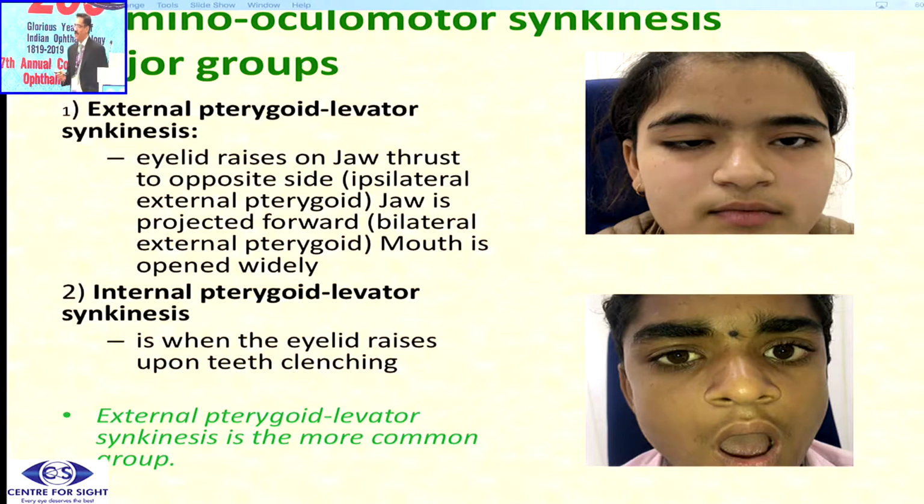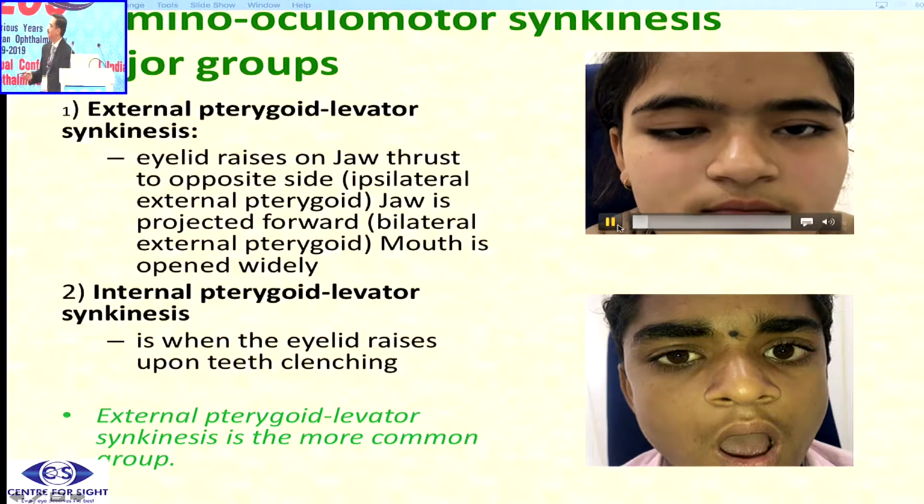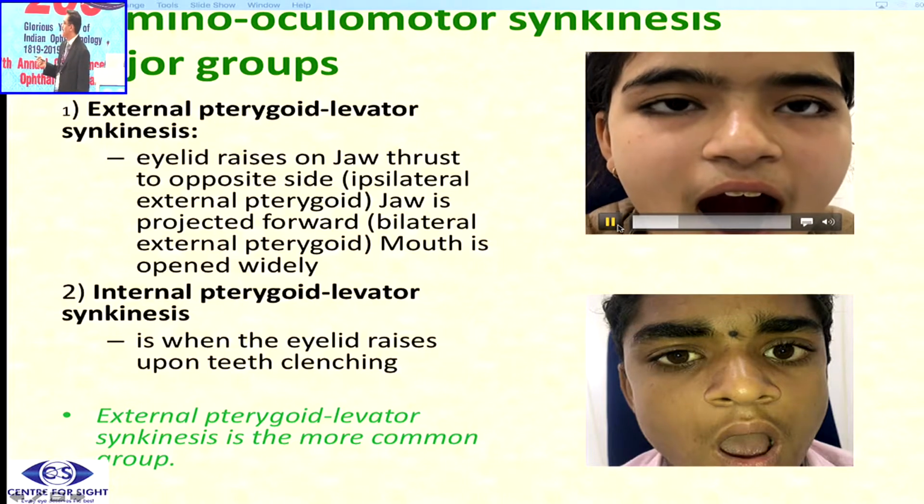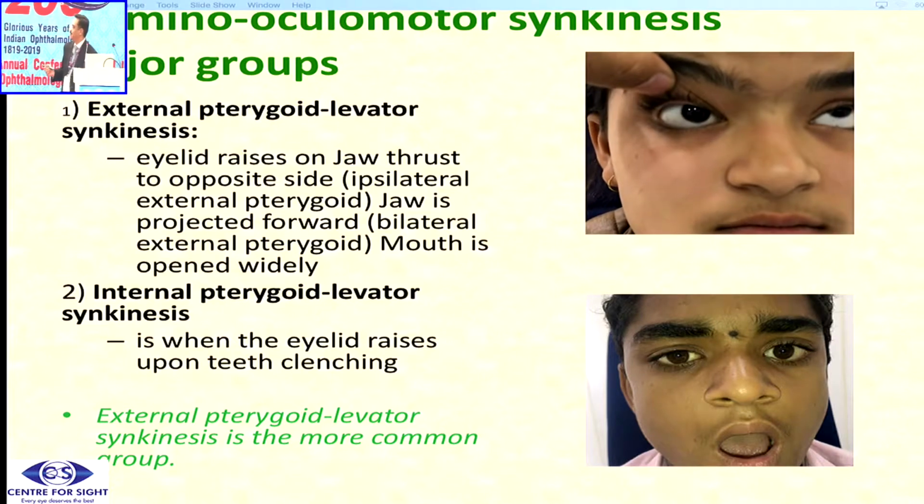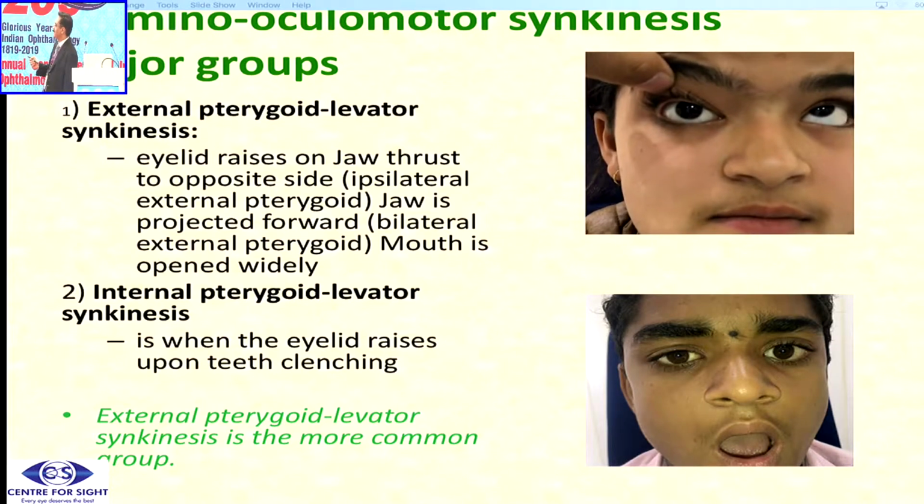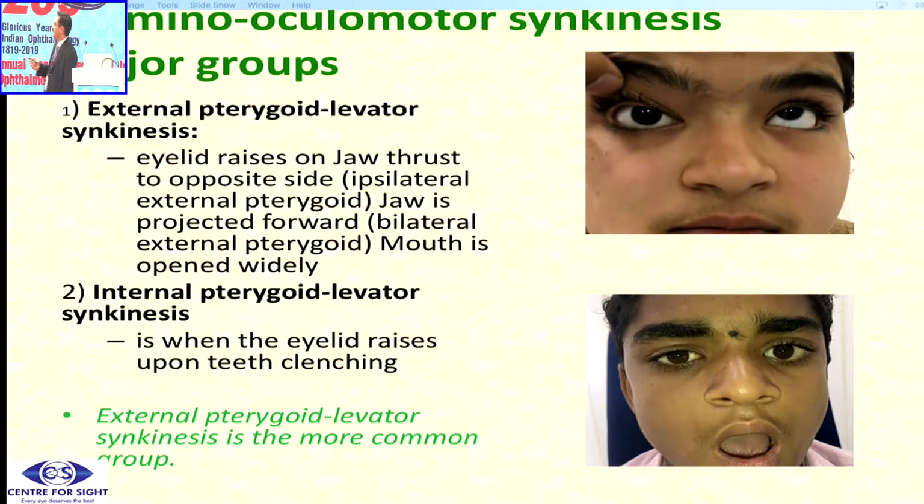There are two major groups of Marcus-Gunn ptosis. One is external pterygoid levator synkinesis, where eyelid raises on jaw thrust to opposite side. External pterygoid is acting, or when jaw is projected forward on opening of jaw. So this is external pterygoid Marcus-Gunn phenomena. Patient is opening the jaw and lid is getting elevated. This particular patient is also having elevator palsy. She is looking up, but this eye is not moving up.